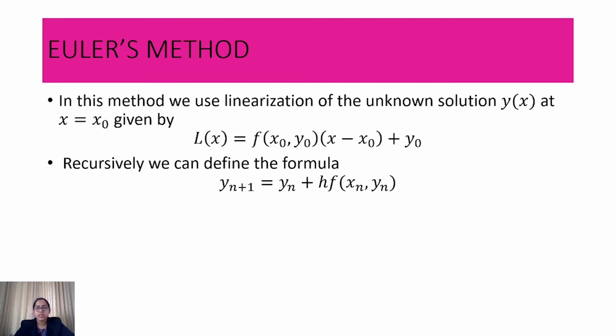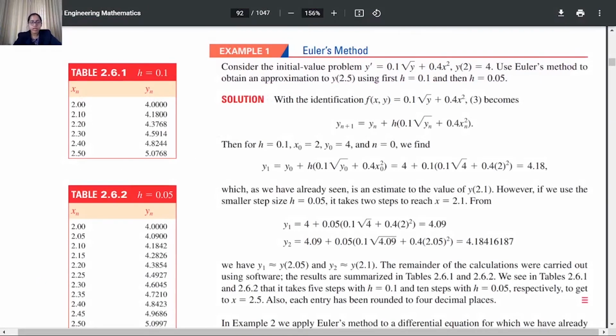Now let's see a particular example which is given in your textbook. We'll move on to example 1. We are given the initial value problem, y dash is equal to the same thing that we have seen in the earlier example, and we are asked to find the approximation to y of 2.5, and there are two values of h. One is h is equal to 0.1 and the other is h is equal to 0.05. Here f of x, y is 0.1 into root y plus 0.4 x square.